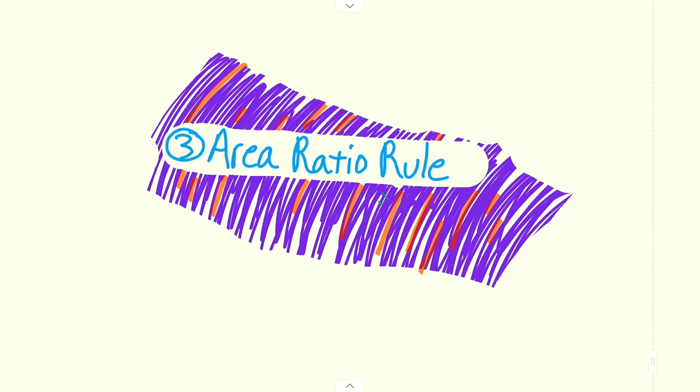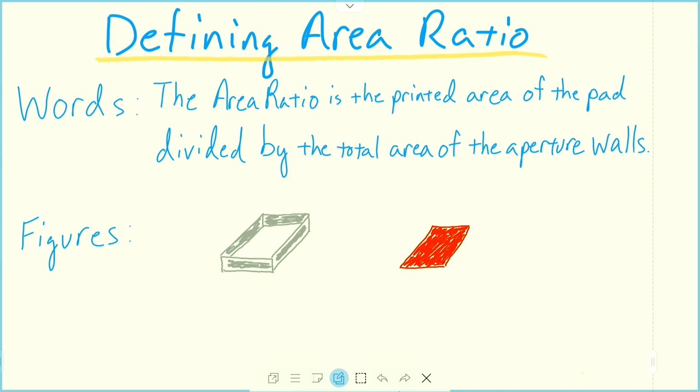Okay, welcome to the next section, which is about the area ratio and the rule that goes with it. This rule is more detailed than the aspect ratio rule and gets us closer to the nitty-gritty of what's really going on in those apertures. So let's define the area ratio.